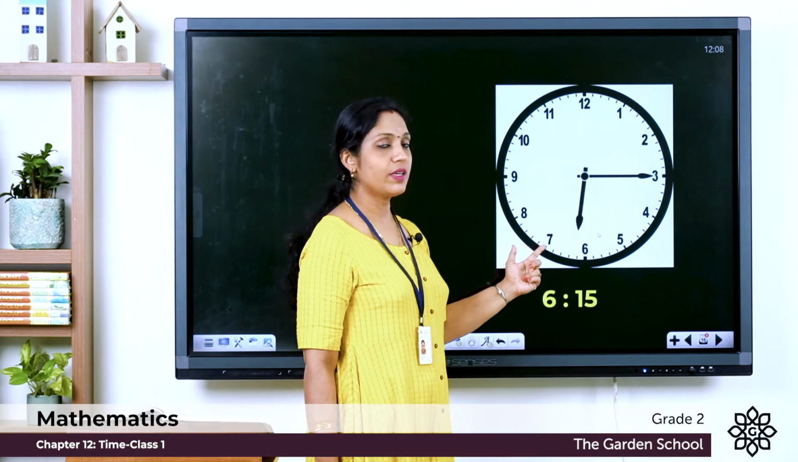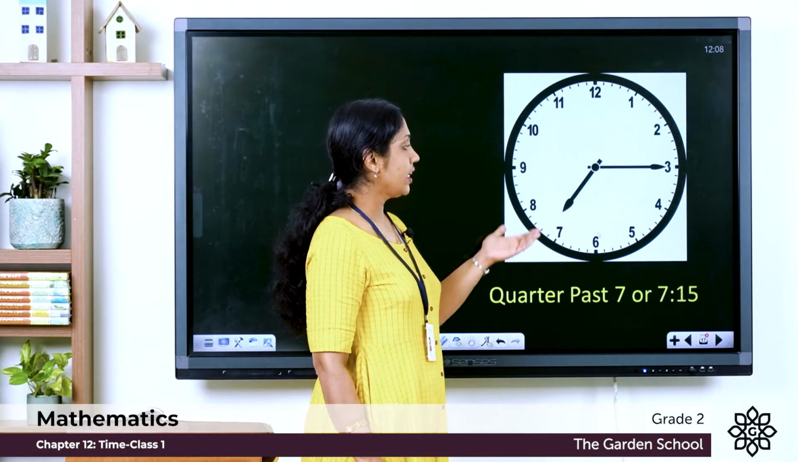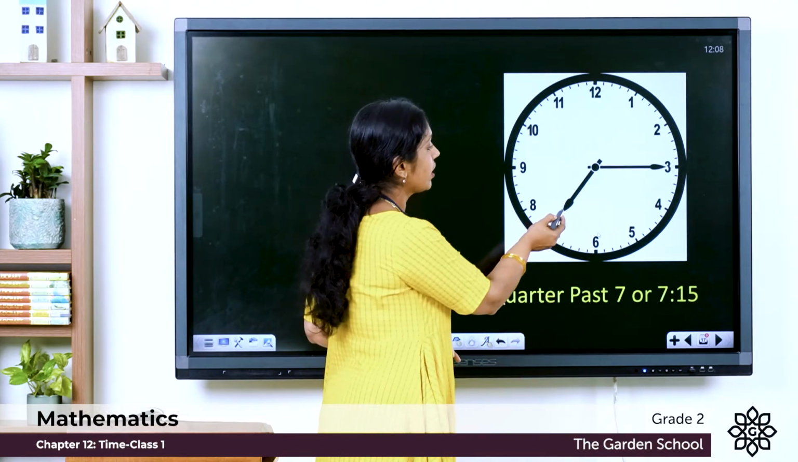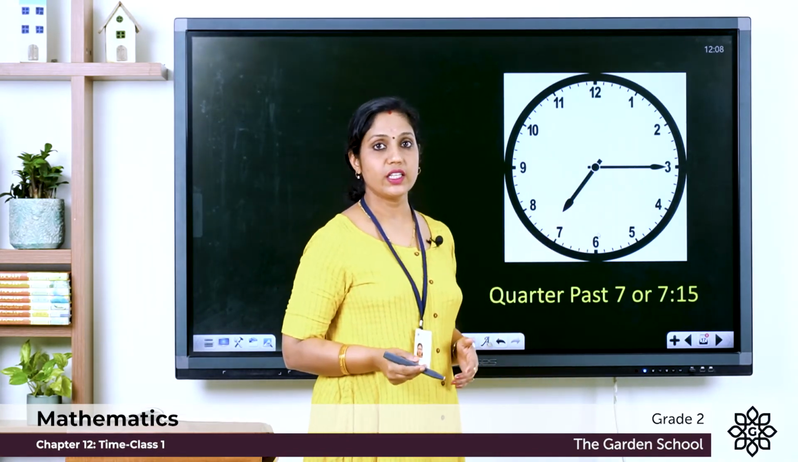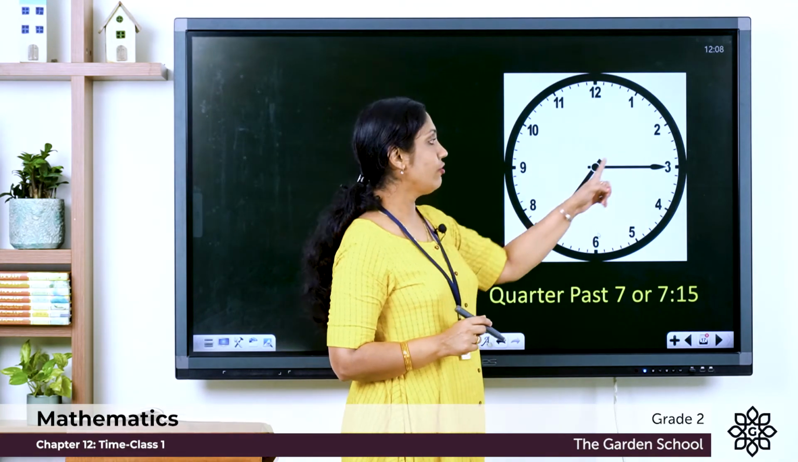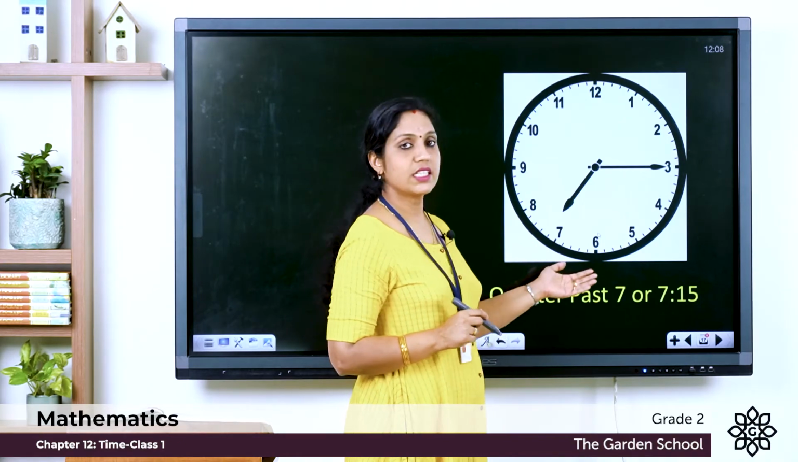Here you can see that the hour hand is near 6 and the minutes hand is on 3. So here the time is 6:15. Here you can see that the hour hand is near 7 and the minutes hand is on 3. So how do you read this time? It is 7:15, or you can say quarter past 7.